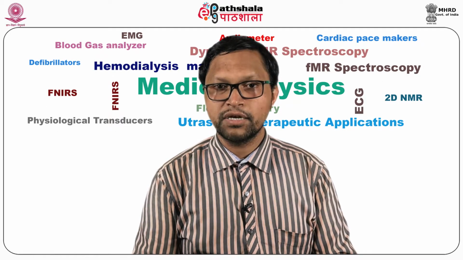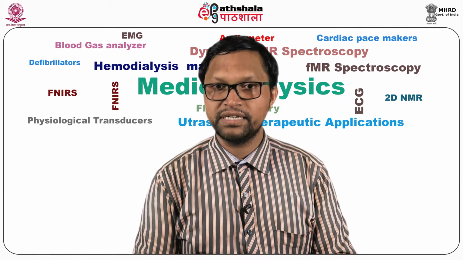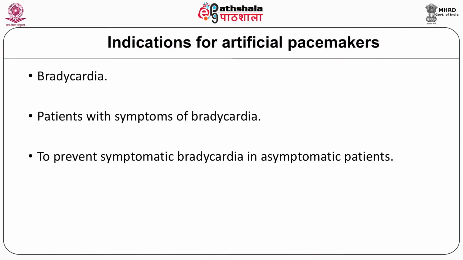Now let's discuss the indications for artificial pacemakers. Cardiac pacemakers are implanted most commonly in patients who have a heart rate slower than usual, which is called bradycardia. But more important than bradycardia are the symptoms that may arise because of it, irrespective of whether the bradycardia has been documented or not. Pacing can be done to prevent symptomatic bradycardia in asymptomatic patients if the risk for rapid development of serious symptoms is there.